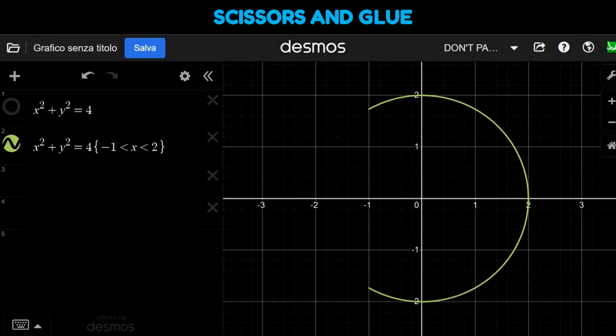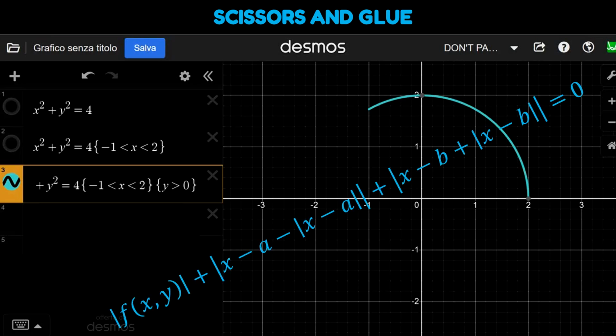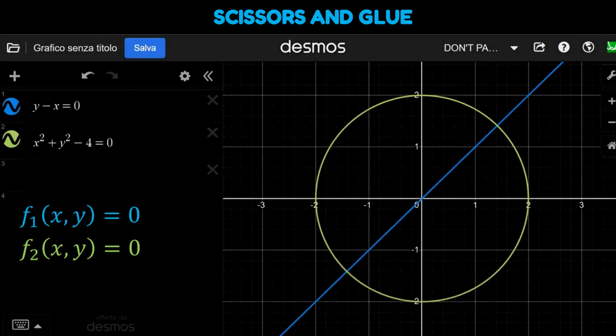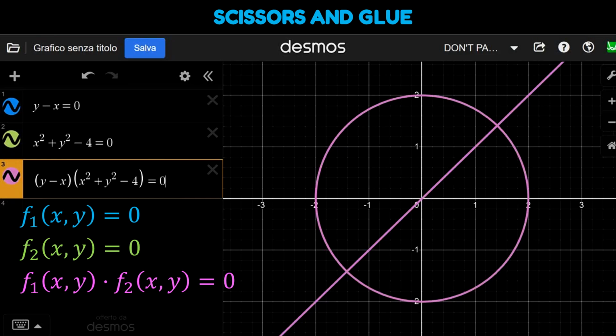For example, adding y greater than 0 removes the part of the graph where y is negative, keeping only the portion above the x-axis. This command is definitely much better than the previous equation. If two figures have equations f1 and f2 equals 0, by the zero product property, the new equation, obtained by their product equals to 0, represents both figures at once.